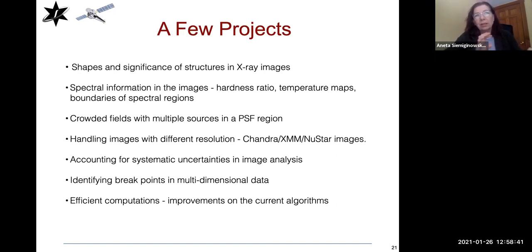So if we take into account the example of the galactic center with this variability and spectrum and image, how do we look for the change? How do we look for the boundaries of these structures? Do we find the time in which this new source appeared and disappeared? And of course, there are efficient computations, which it would be nice to improve. In LIRA, for example, we spend a lot of time just on the convolution of the images.